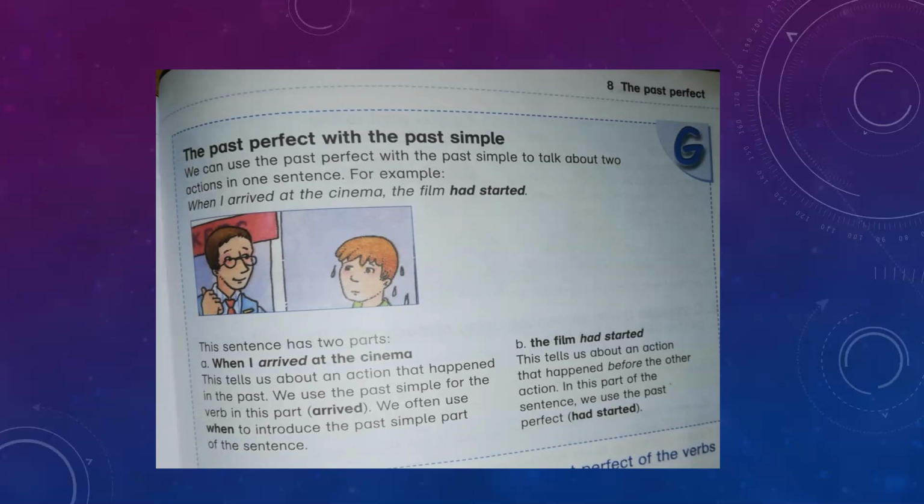This tells us about the action that happened in the past. We use the past simple for the verb in this part, arrived, and we often use when to introduce the past simple part of the sentence. Now, the second part tells about an action that happened before the other action. In this part of the sentence, we use the past perfect, had plus started. Now, using the same pattern, you have to complete these sentences using past perfect.